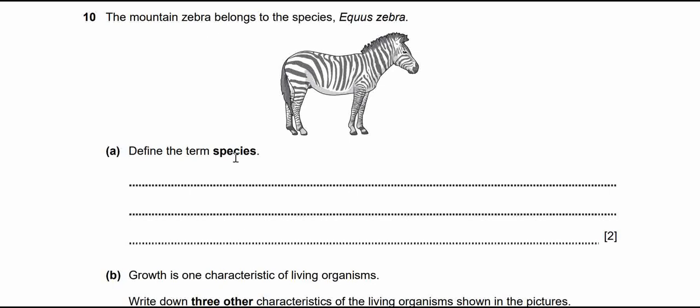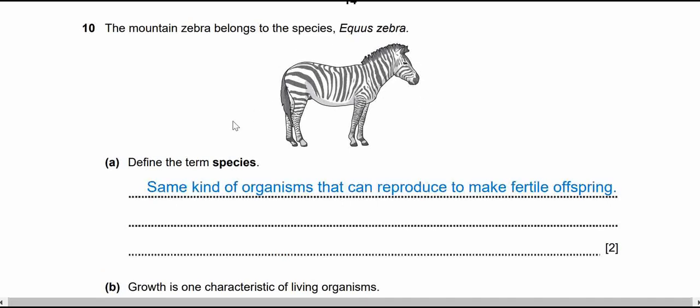Okay, time up. If you have not finished, you may pause this video. Let's check out the answer, guys. So species is the same kind of organism that can reproduce to make fertile offspring. That would be the definition for species. If they are different species, the offspring will not be fertile. I mean, the offspring will not be able to have another offspring. So it has to be the same kind that can produce fertile offspring. That is the key word for this.